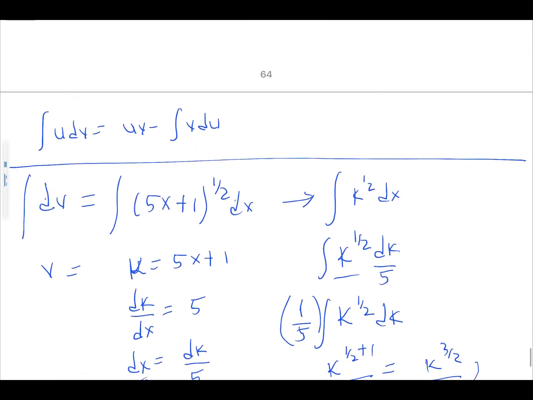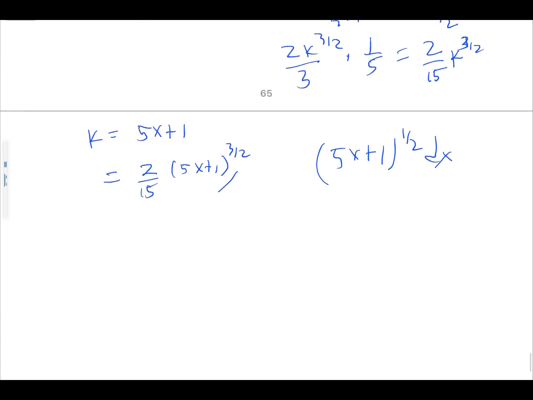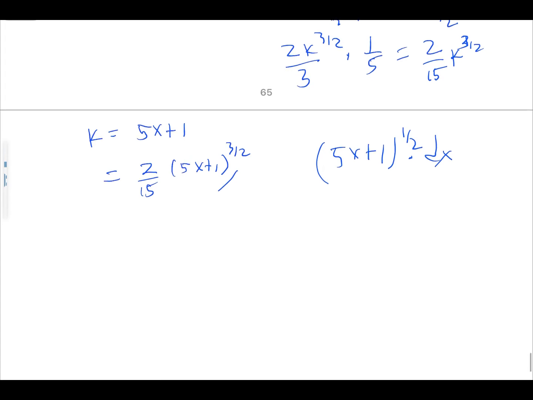But for me, I use a shortcut, and the shortcut is that when I have 5x plus 1 and then I have power 1 over 2 dx, it's the same as the power rule, but with the one in the bracket like this. If it is differentiation, you take the power, you differentiate whatever is inside there, and you multiply by the whole function itself, and then you subtract one from the power.